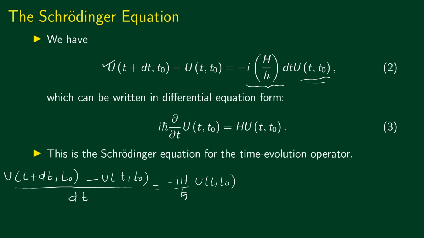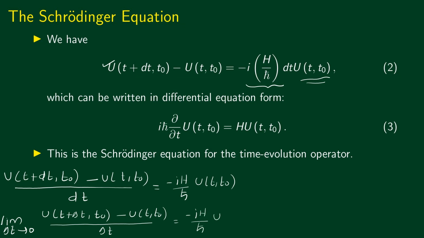Because dt is an infinitesimal quantity, this is better written as the limit as Δt tends to 0 of [u(t+Δt, t0) − u(t, t0)] divided by Δt, is equal to −iH/ħ u(t, t0). So this is actually what this expression means: in the limit Δt tends to 0, u(t+Δt, t0) minus u(t, t0) divided by Δt.